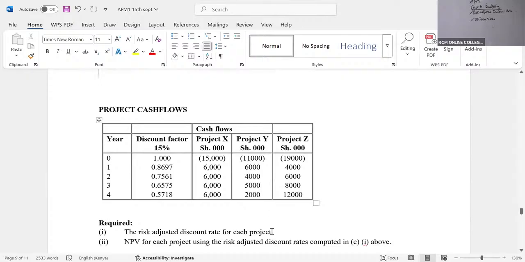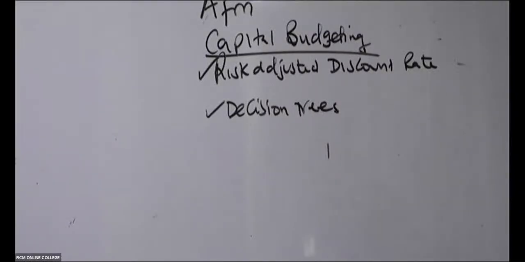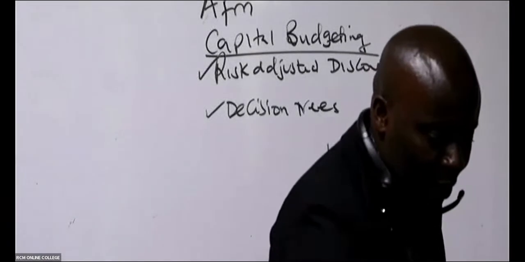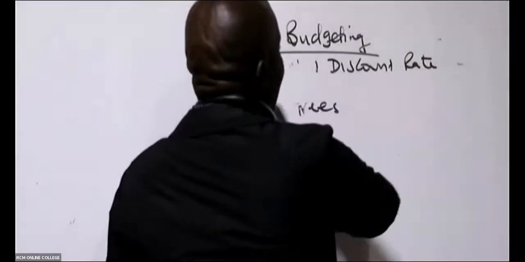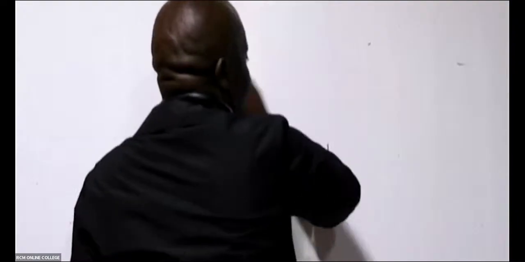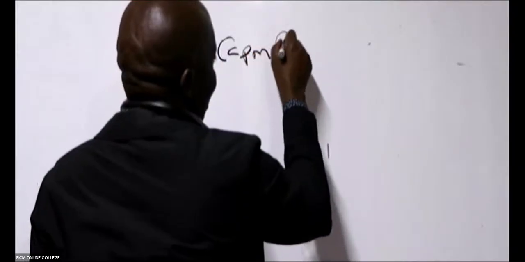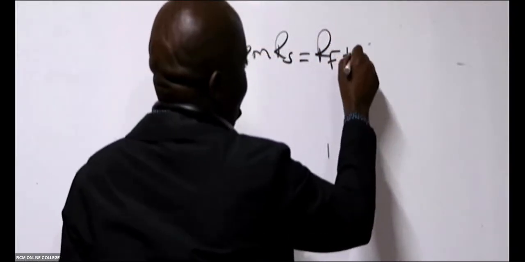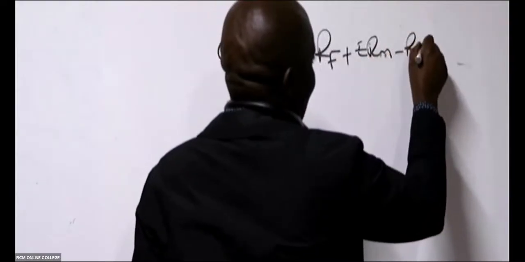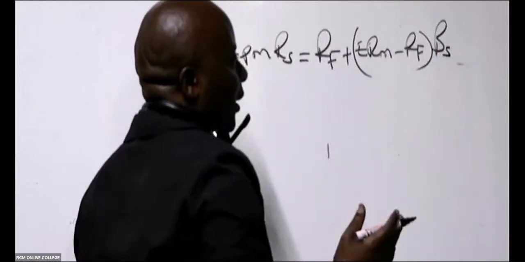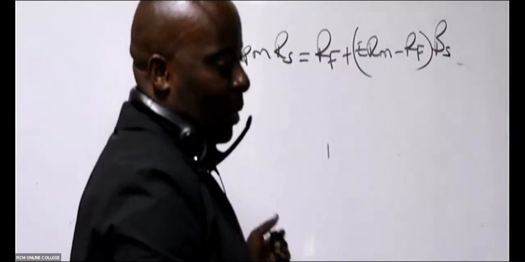So, ladies and gentlemen, let's tackle first the first requirement, where they want us to give them the RADR. How do we get this RADR? This is quite common in your exam. Very easy. To get this RADR, the examiner has given you a formula. Of course, in CAPM, we normally take risk-free plus (ERM minus risk-free) multiplied by beta, the beta of a security. That's what we do.